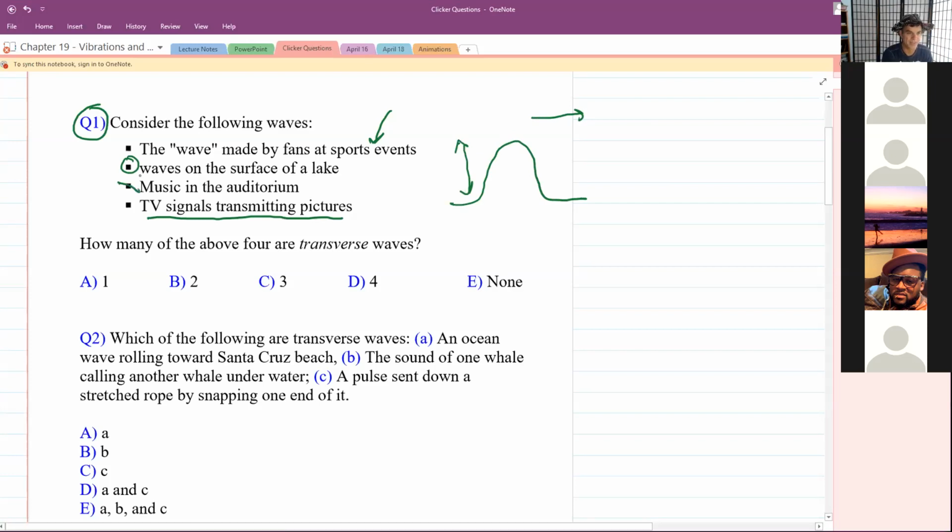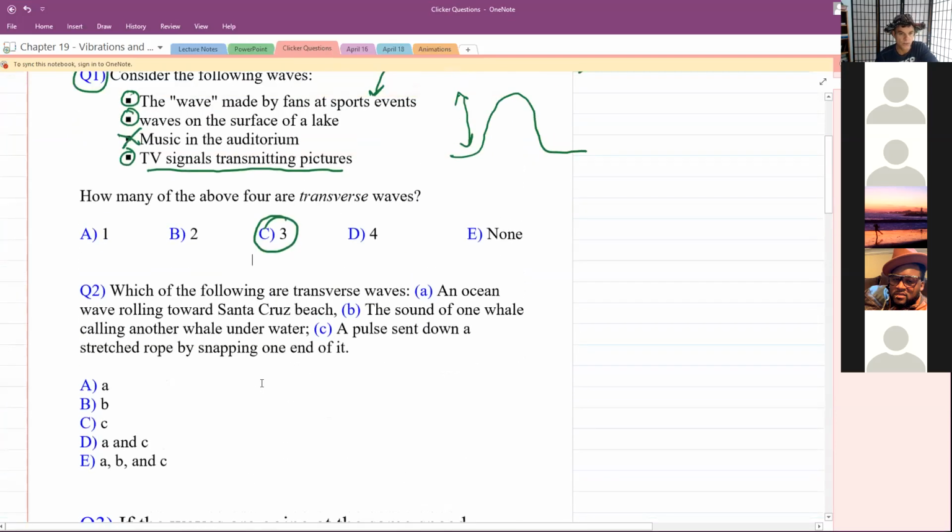Music in an auditorium. Any form of sound is basically a longitudinal wave. And then TV signals transmitting pictures. I wouldn't expect people to know this, but before cable, all TV signals were basically transmitted just like radio waves. Any form of electromagnetic wave is a transverse wave. So light is a transverse wave, radio waves are transverse waves. So in this case, the actual answer was 3. Waves made by fans at a sporting event, waves on the surface of a lake, and TV signals transmitting pictures.